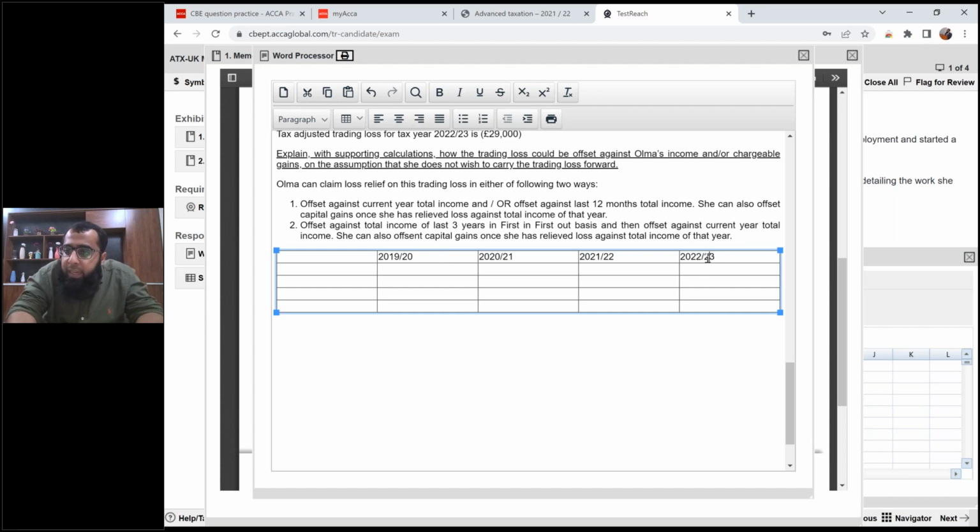Now, this is the current year. See, 2022-23 is our current year, in which there is a loss. Then 2021-22 and 2019-20. Trading profit or loss: in 2019-20 and 2021-22, there was no profit or loss. In 2022-23, there is a loss.